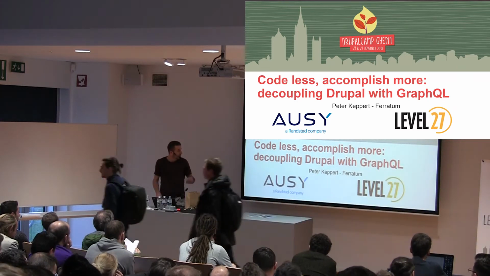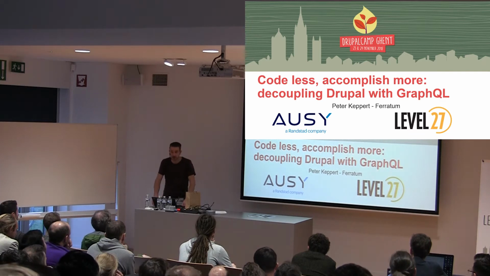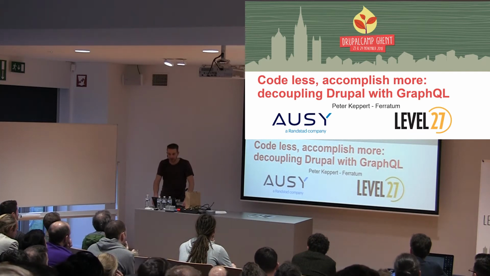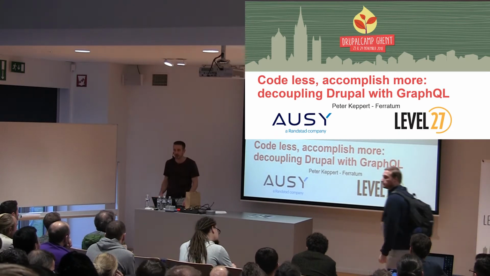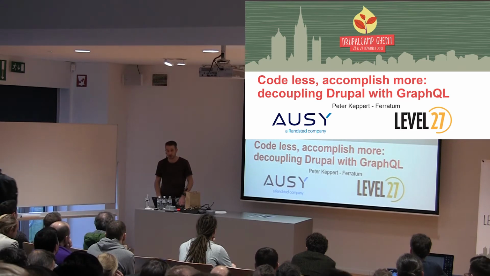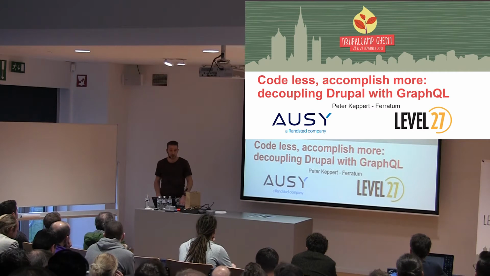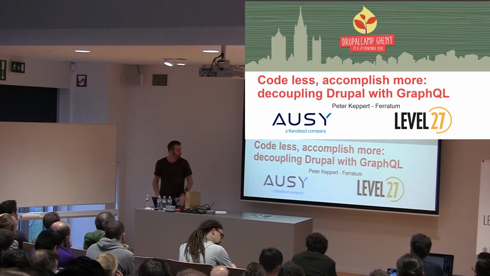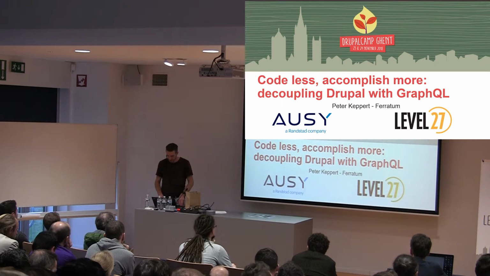My name is Keppert. I'm head of web development at Ferratum. I will just quickly introduce the company because we are not so well known. We are a provider of financial services based in Finland. We have 900 employees across Europe, and we have operations in 25 countries, so it's quite a big operation. My team is responsible for handling basically the front-end websites of the company.